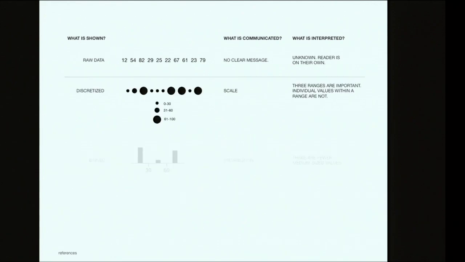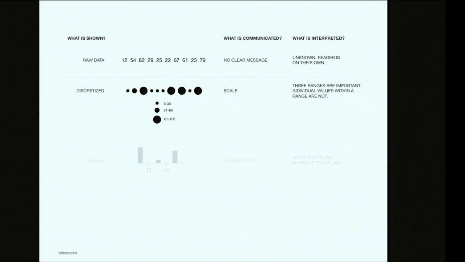I want to walk you through an example of how you can take a small data set and generate a message from it, and what happens at every level of detail to that message. So the idea is that 10 numbers have a large number of messages in them. You don't know what the message is in a series of 10 numbers. If I discretize the numbers, the number of possible messages that I'm conveying to you is reduced.